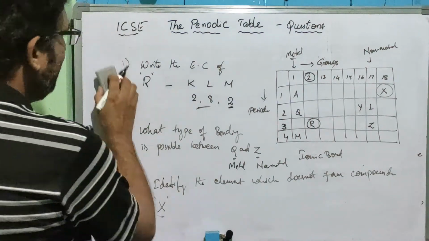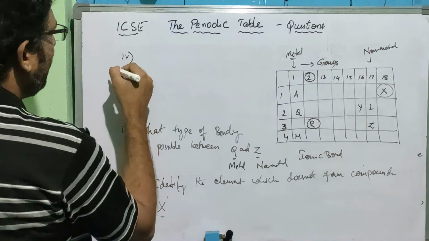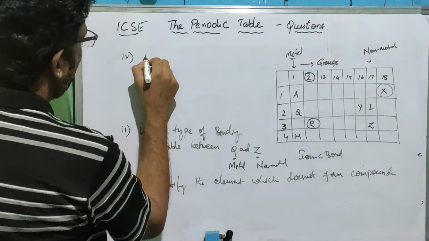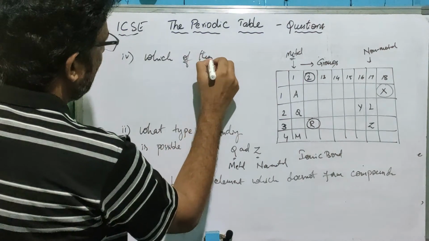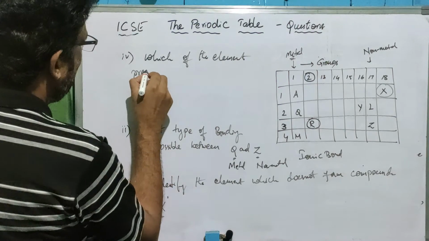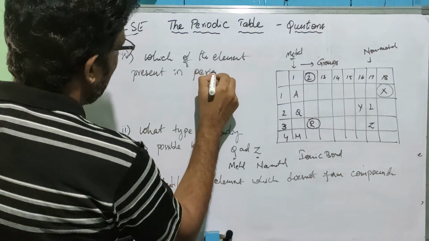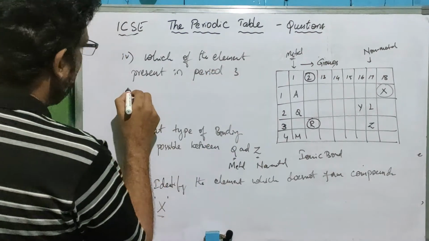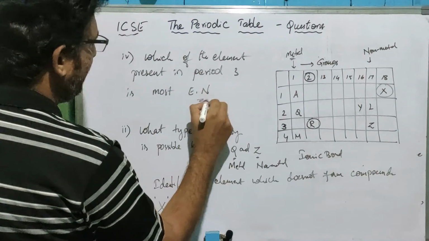Let's see the next example. Next question. Which of the elements present in period 3 is most electronegative in nature?